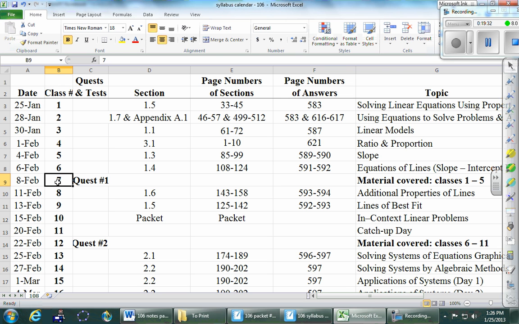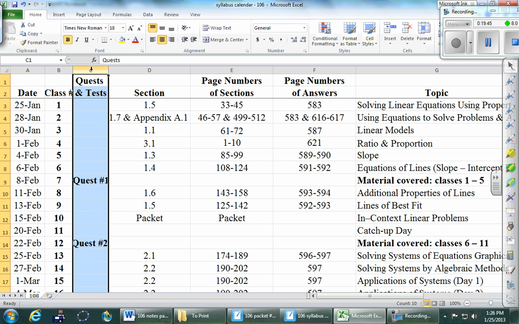So what's a quest? Well, we'll talk about it. It's like between a quiz and a test. It's a full period thing. I don't know it'll be February 8th, but I do know it'll be the 7th time that we meet each other in this room, okay? So the class numbers are there. That column right there is the schedule for all of the quests and the tests. There's info about them on the syllabus.